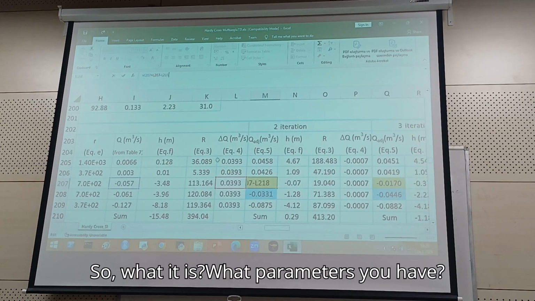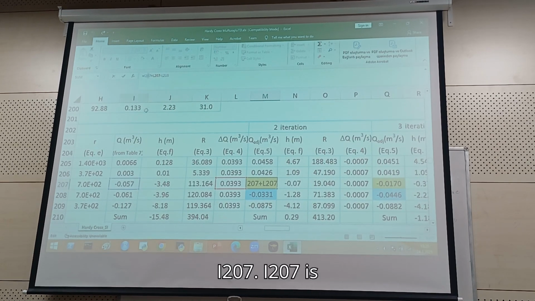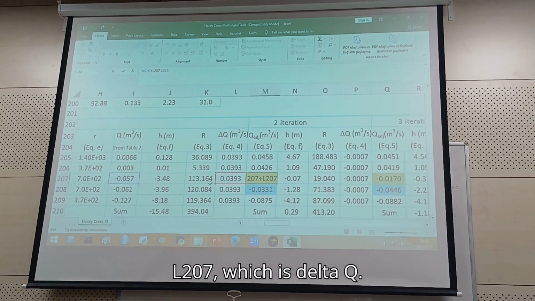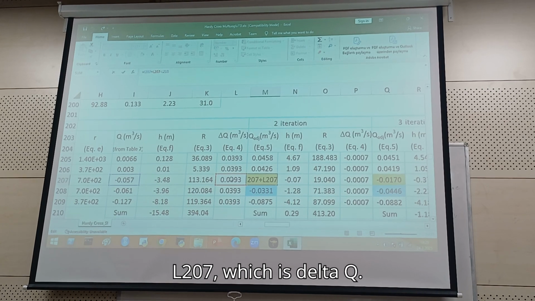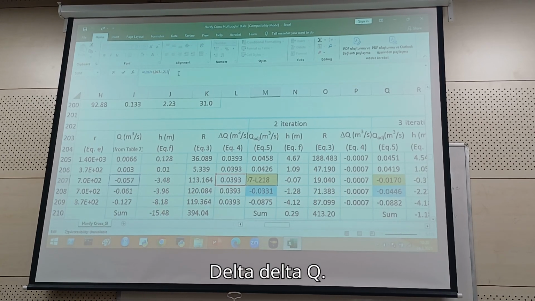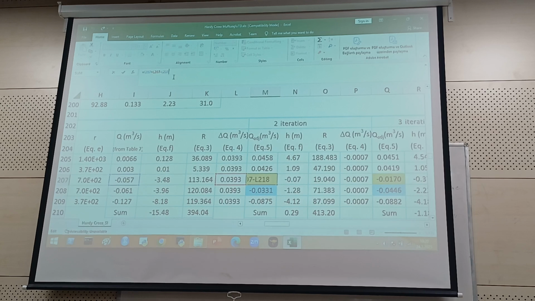Look, what is it? What parameters do you have? I207. I207 is this previous Q, right? L207, which is delta Q. Delta Q. And what is L21218? The other delta Q. Okay.